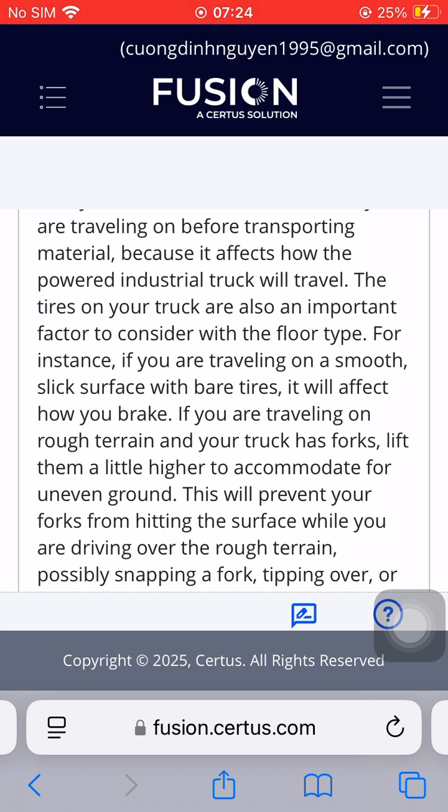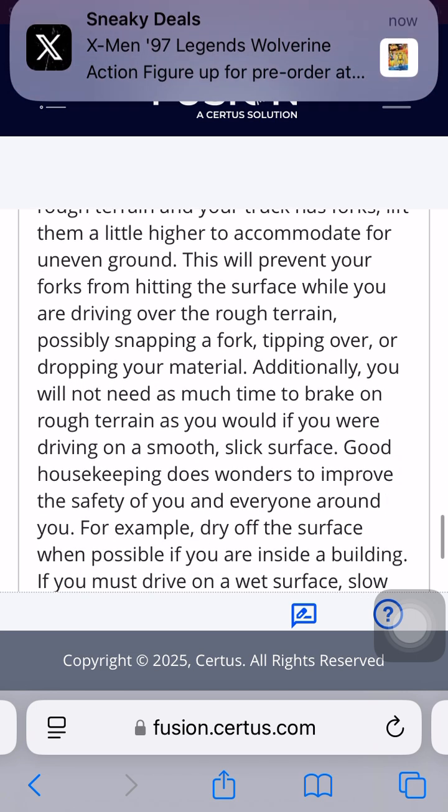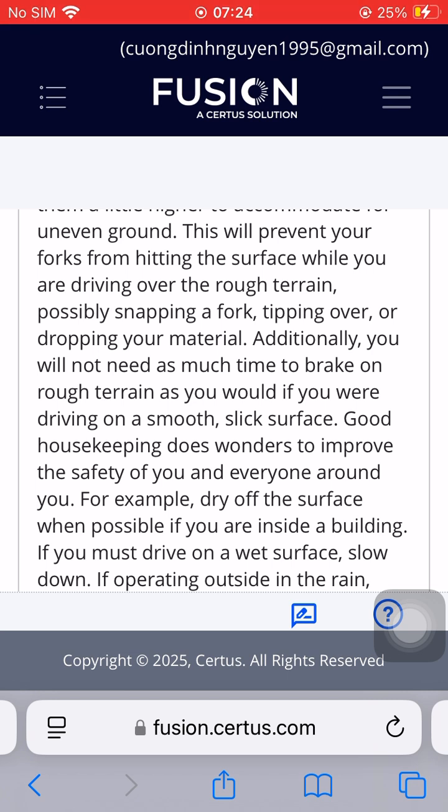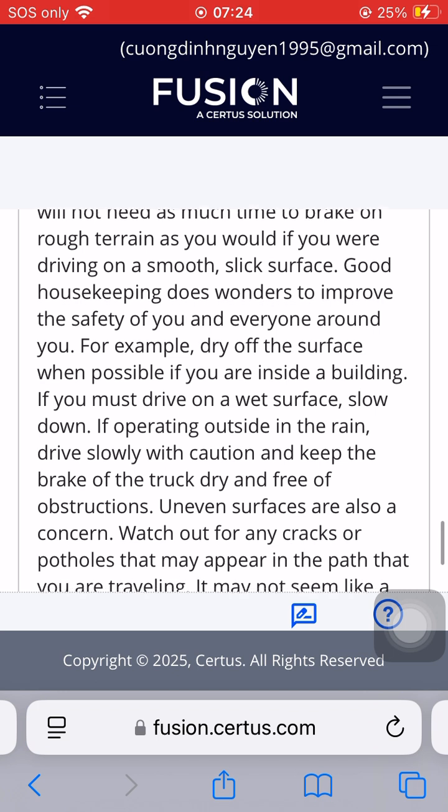If you're traveling on rough terrain and your truck has forks, lift them a little higher to accommodate for uneven ground. This will prevent your forks from hitting the surface while you are driving over the rough terrain, possibly snapping a fork, tipping over, or dropping your material. Additionally, you will not need as much time to brake on rough terrain as you would if you were driving on a smooth, slick surface.